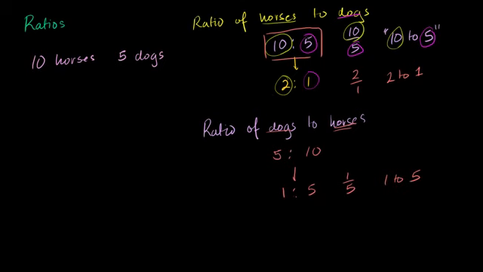So let's just do a couple of other examples. Let's say I have 20 apples. Let's say I have 40 oranges. And let's say that I have, I don't know, 60 strawberries.